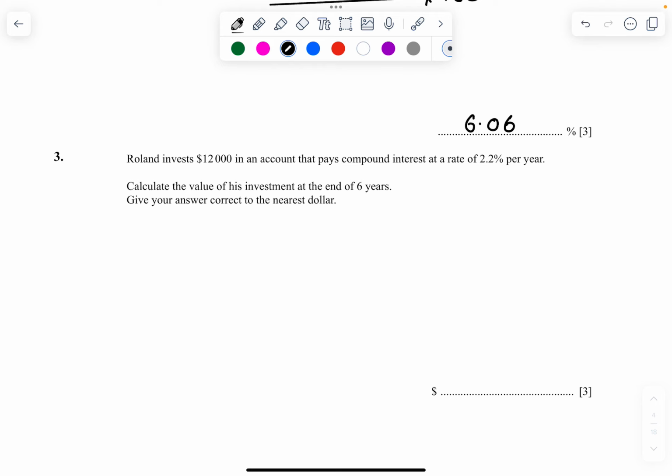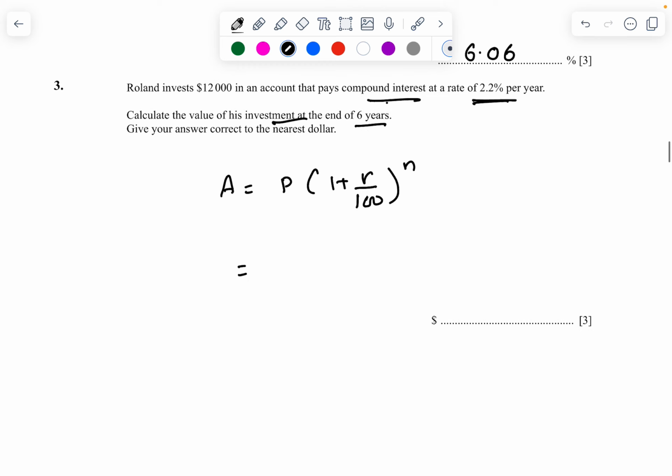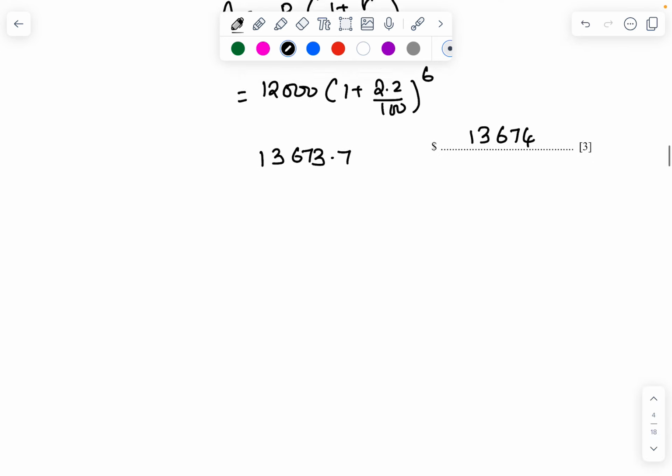Roland invests 12,000 in compound interest at an annual rate of 2.2% per year. Find the value of the investment at the end of 6 years. The compound interest formula is A equals P times (1 plus R upon 100) to the power of N, which is 12,000 times (1 plus 2.2 upon 100) to the power of 6. Then you should be getting 13,673.7. So it is 13,674, because he is asking us to go to the nearest dollar, not two decimal places.